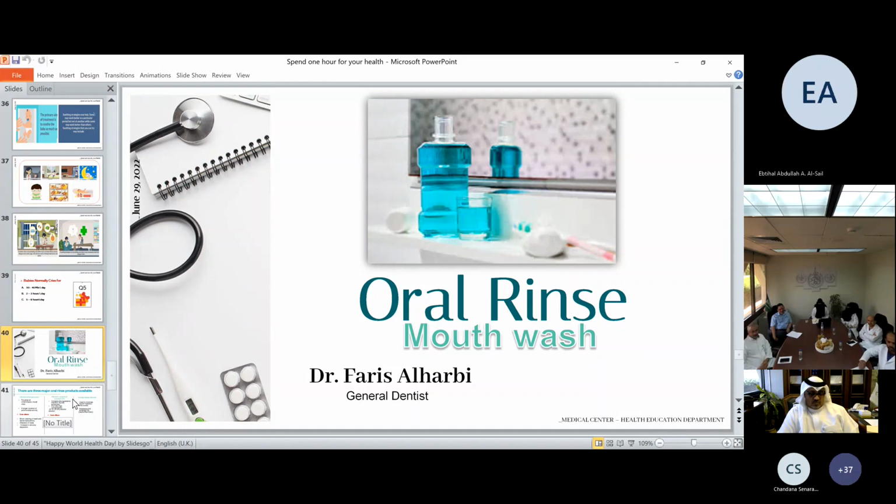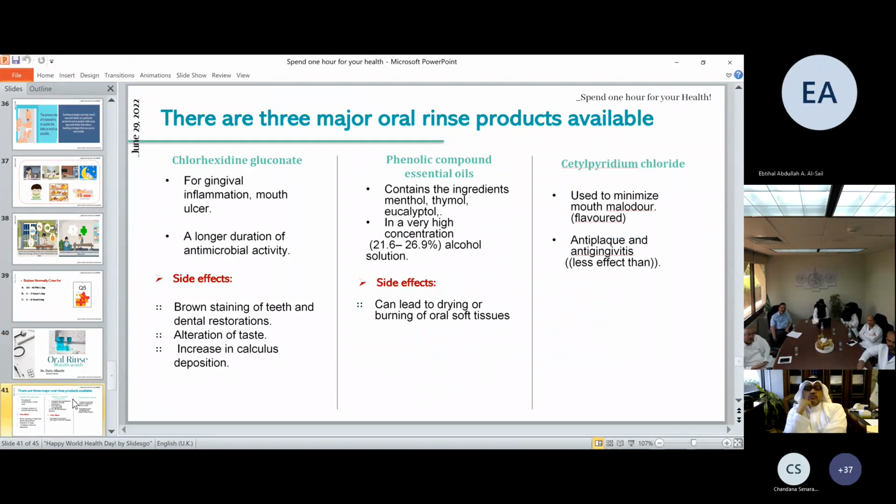There to help you how to choose your oral rinse. What's the useful one for you to get the maximum benefit? First of all, before we talk about the oral rinse, it's not the main tool to use for your mouth hygiene. The first tools to keep your mouth with good oral hygiene are dental floss and teeth brushing.